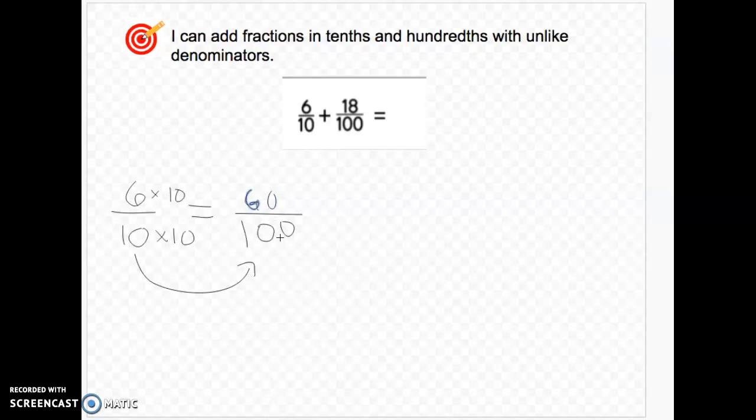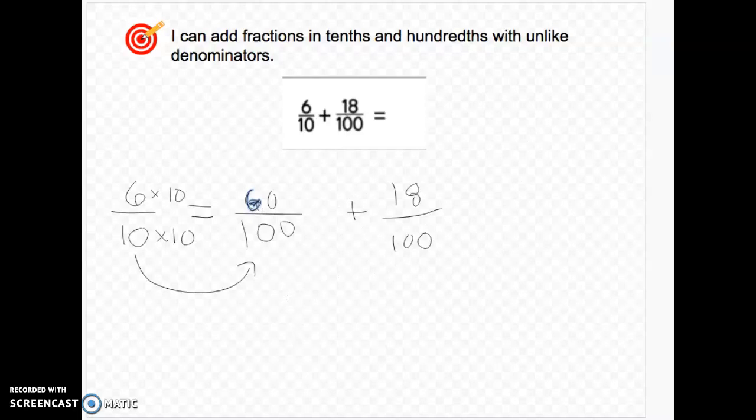Now that we have 100 at the bottom, we can add that to 18 hundredths, the number up here. So we're going to go ahead and write out 18 hundredths. And when we add fractions, the bottom number, the denominator, represents the size of the piece, and the size of the piece always stays the same. The numerator, or the top number, represents the number of pieces, and this is a 60. And this is what we are going to add, 60 plus 18.